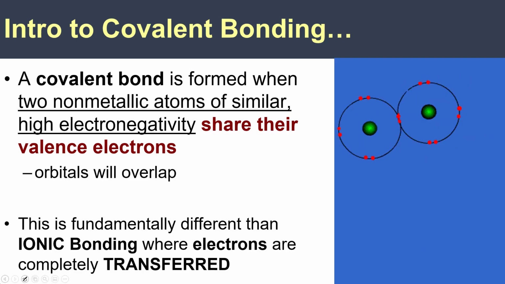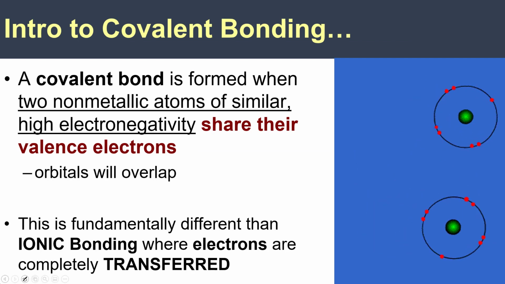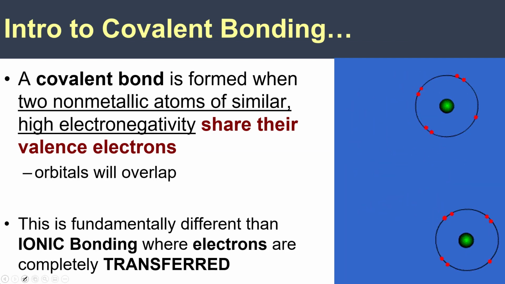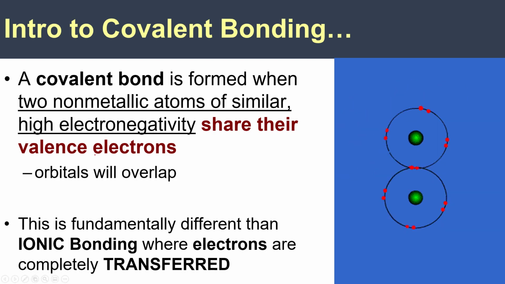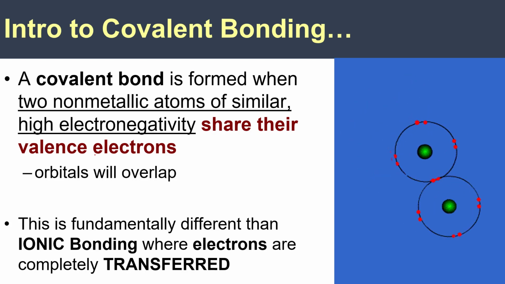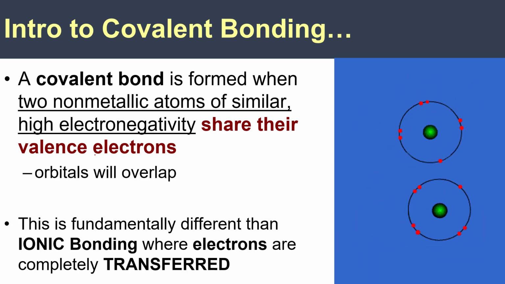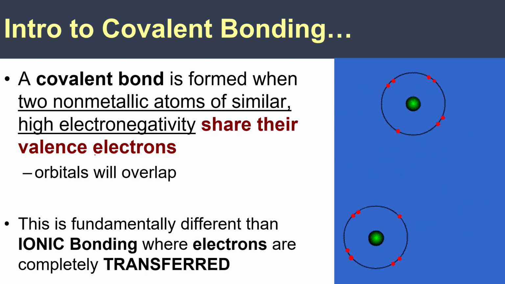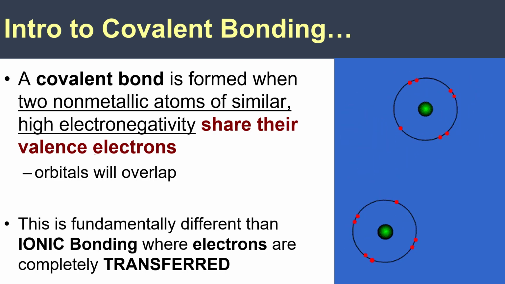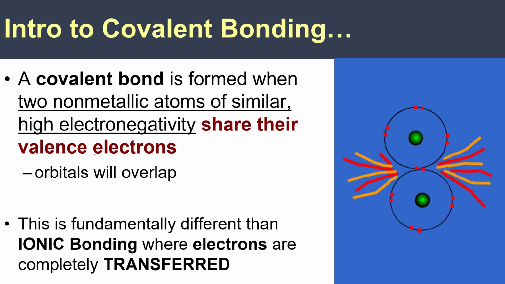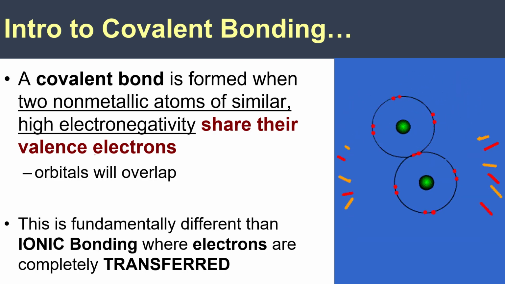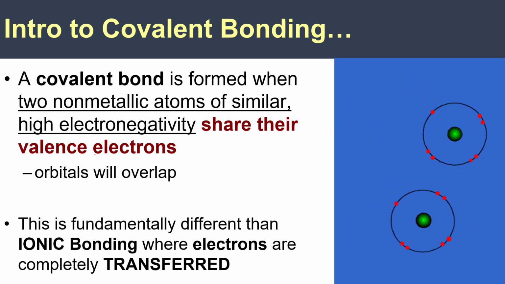A covalent bond is going to be formed when two non-metallic atoms of similar high electronegativity are going to share their valence electrons. And you guys are going to see that the formation of a covalent bond is going to be fundamentally different than ionic bonding, where we saw electrons being completely transferred from a metal to a nonmetal. Well, in this case, we are dealing with two nonmetals which will now overlap their orbitals, and you can see that sort of happening in the animation to the right.